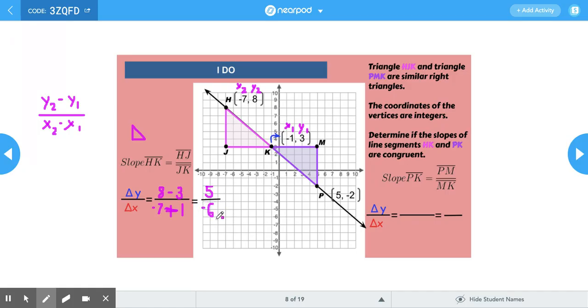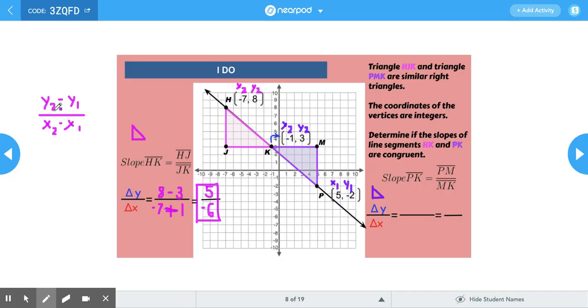So we have negative 5 over 6 as our slope of the pink triangle. And then for the slope of the purple triangle, which is the slope of PK, instead of negative 1 comma 3 being x1, y1, I'm going to say that it's our x2, y2 for the purple triangle. And so that makes 5 comma negative 2 the x1 comma y1.